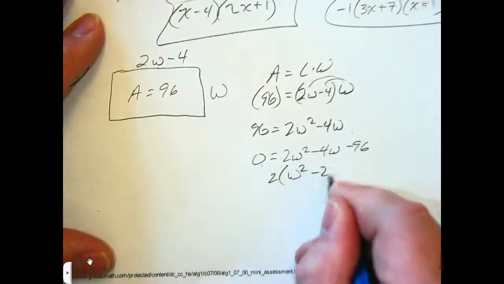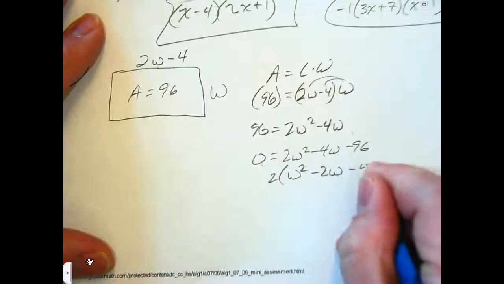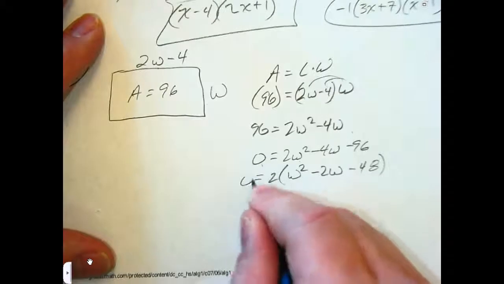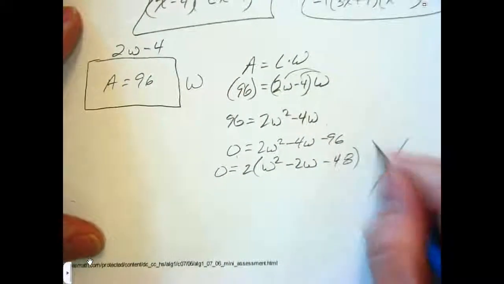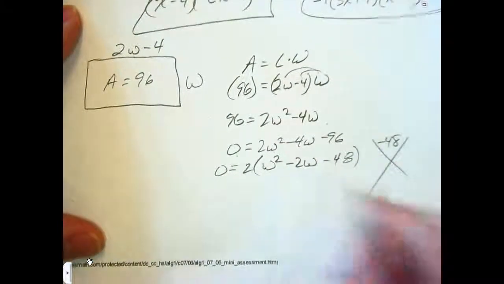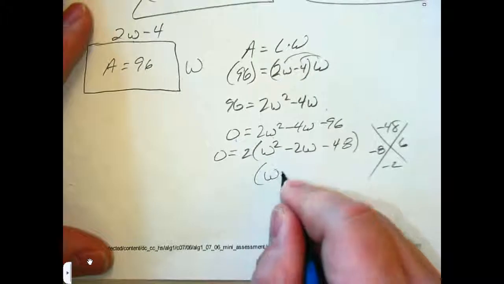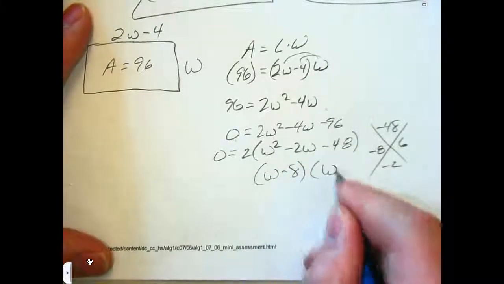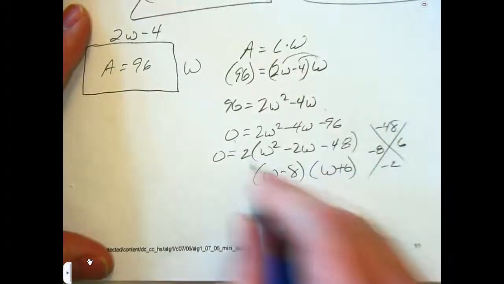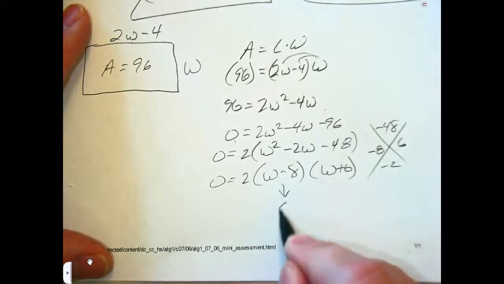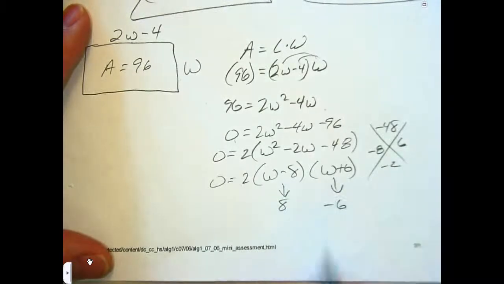It becomes w squared minus 2w minus 48. You get two things to multiply to make negative 48 and add to negative 2. Negative 8 and positive 6. So you get w minus 8, w plus 6. You don't have to divide by a because a is 1. So you have a width of 8 and a width of negative 6. Which one will not work?